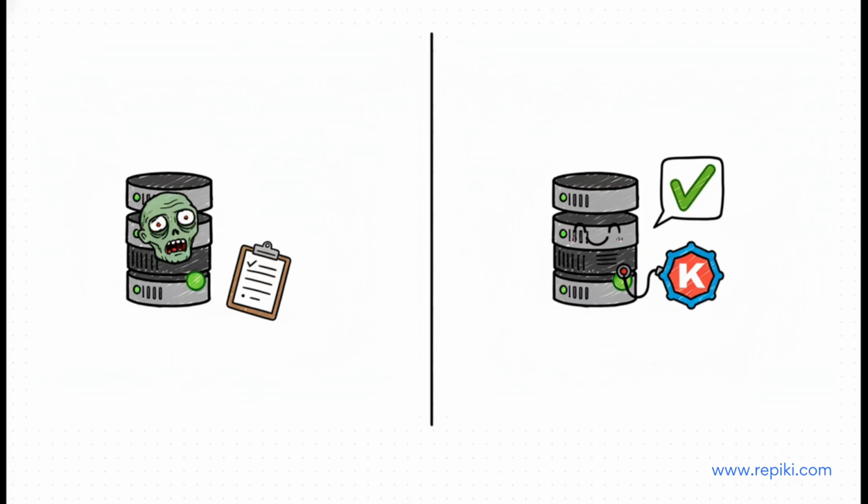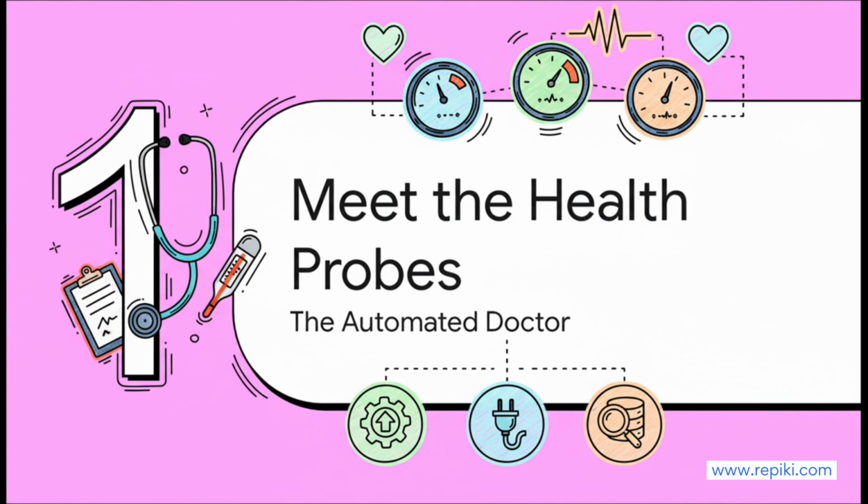The Kubernetes way, on the right, is so much smarter. It totally decouples the existence of a process from its actual health. It goes straight to the source and asks the application, hey, are you okay? Can you actually do your job right now? So how does Kubernetes actually ask these questions? Well, it uses this awesome toolkit called probes. Just think of them as an automated doctor, constantly checking the vital signs of every single one of your applications.